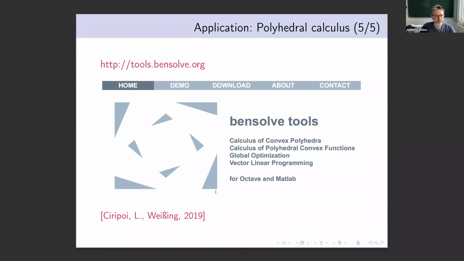And we implemented a MATLAB and Octave code and we realized this idea in this tool, Bensolve tools. Bensolve is our solver for multiple objective linear programming, and we use this multiple objective linear programming solver to realize these polyhedral calculus operations in this tool here.